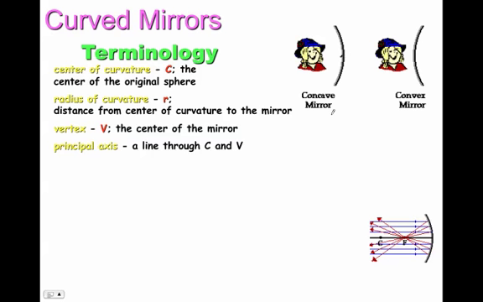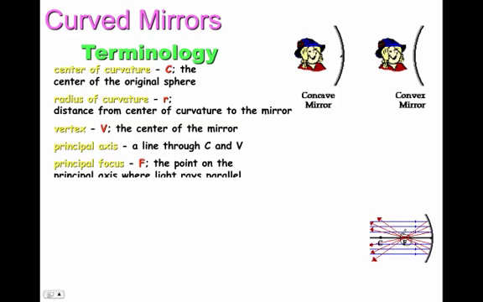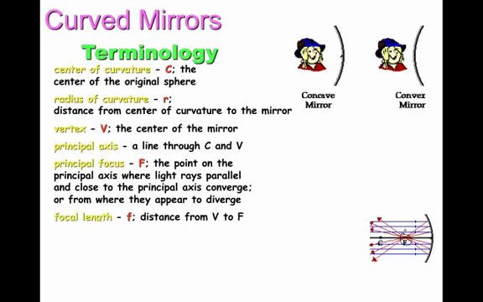The principal axis is a line drawn through C and V. So here's the principal axis right there. And V would be right there where my pen is. The primary focus is F, and that's where all the rays converge or meet. And the focal length.